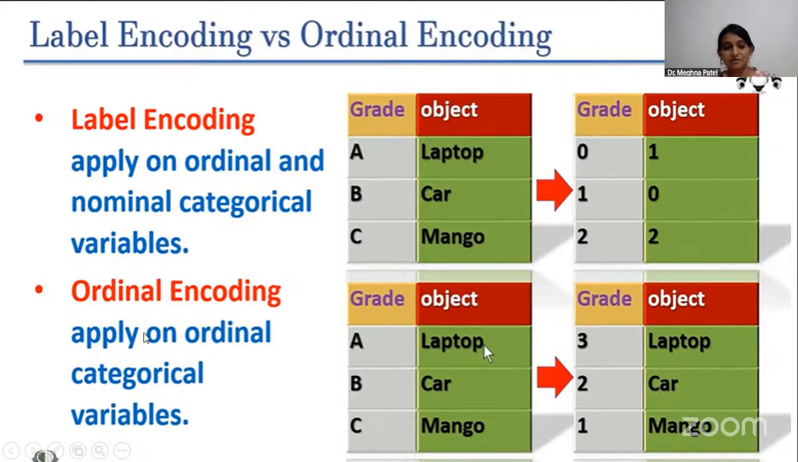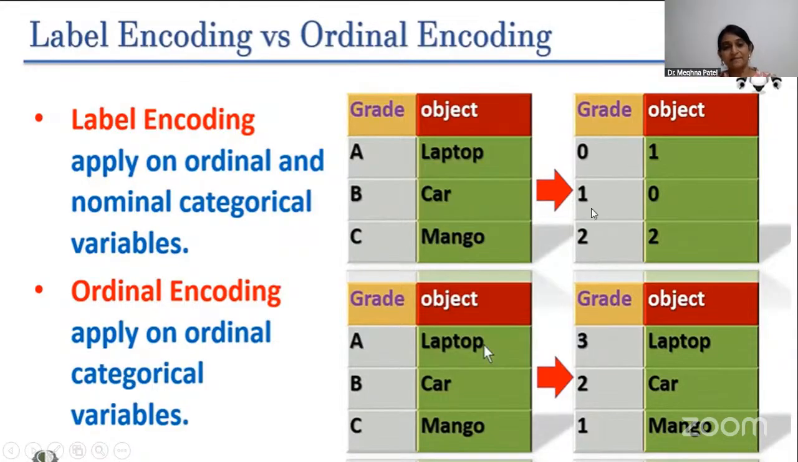In ordinal encoding, we apply it on ordinal categorical variables. Okay, so see here, A, B, C grades are there. A is more important, so it gets the highest order, 3. B gets 2, and C gets 1. So based on the order, they have assigned the value. Okay, so that is an ordinal category.